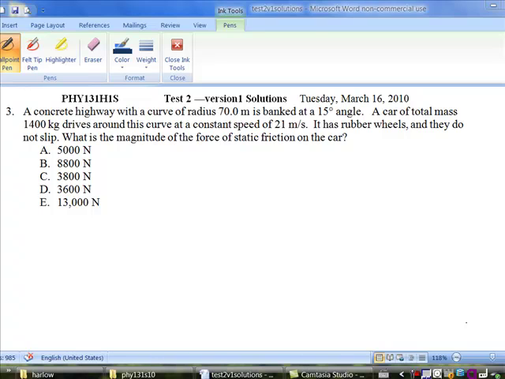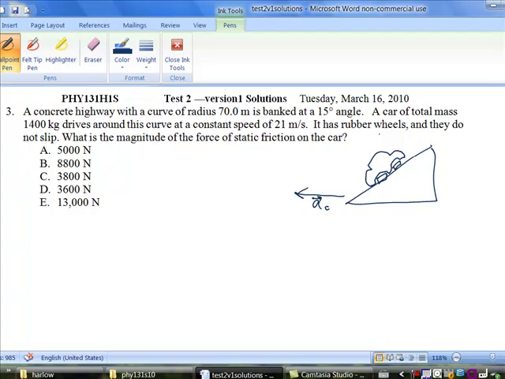Okay, question 3. You've got a concrete highway with a curve of radius 70 meters banked at a 15-degree angle. Okay, let's start drawing this here. There's the banked curve. Always with these cars going around in a circle, I like to draw the back of the car. So there's the back of the car. And it's driving around, so we'll say that the centripetal acceleration is towards the left.